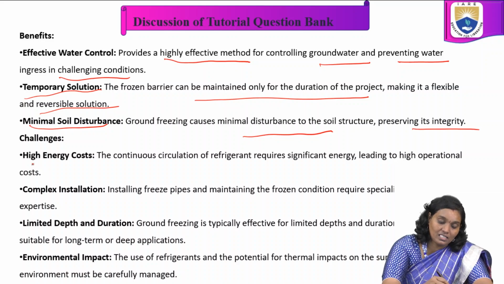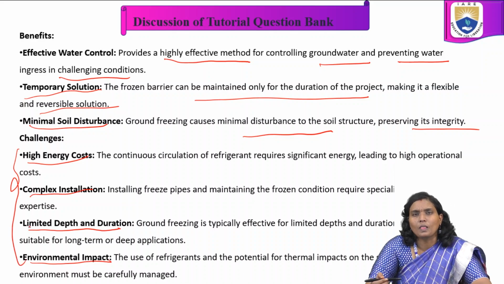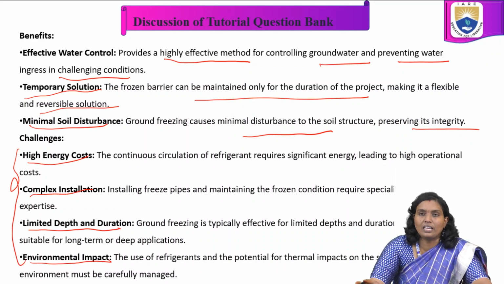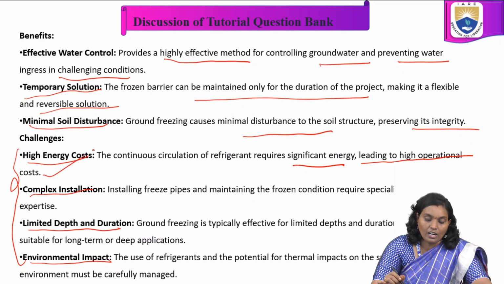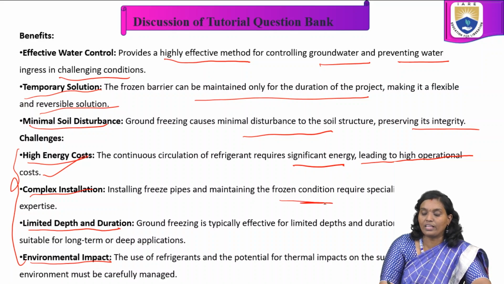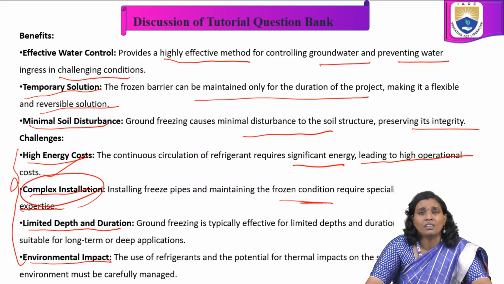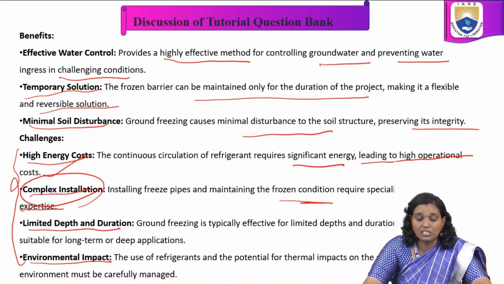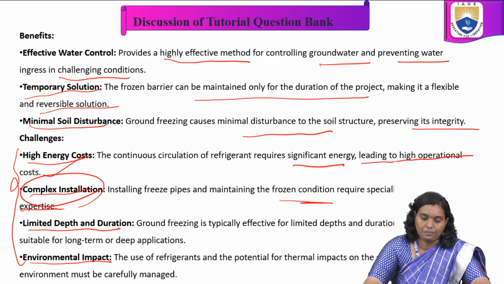Challenges: high energy cost, complex installation, limited depth and duration, and environmental impact are the major challenges we observe in ground freezing. The continuous circulation of refrigerant requires significant energy, leading to high operational cost. Also, installing freeze pipes and maintaining the frozen conditions requires specialized equipment and expertise, which adds complexity to the installation process. This is also one of the challenges we face using this technique.